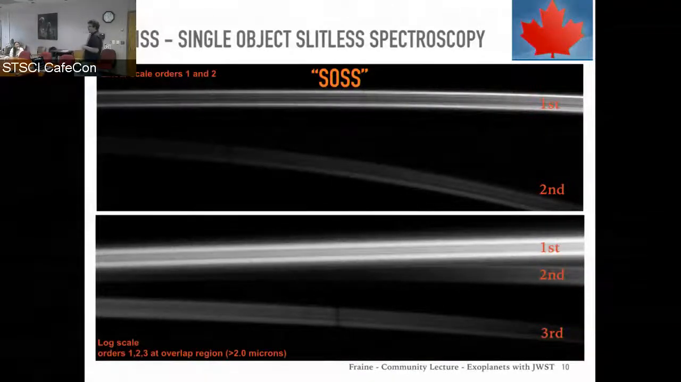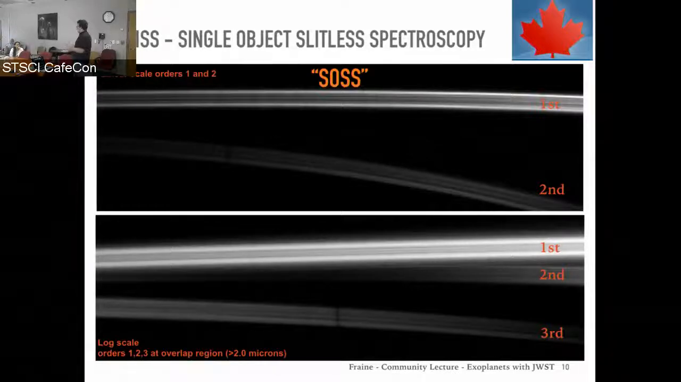NIRISS's opportunity for time series observation is called SOSS, the single object slitless spectroscopy. And in fact, what it provides is three orders of the same spectrum. The second and third orders go out to the shorter wavelengths, but the primary mode is the first order, and it has from about 1 to 2.8 microns. Now, there is, unfortunately, spectroscopic overlap between the second and first order, so our use case at the moment is about 1 to 2.4 micron coverage, but the team right now, this is just last week, is still working on ways to calibrate out the second order to provide 1 to 2.8 micron observations with the first order.